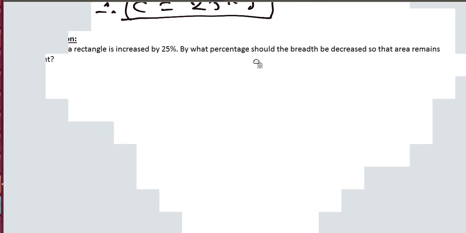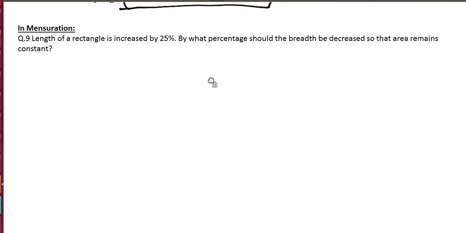The concept used here is, if we are increasing one quantity, the other quantity has to be decreased by a certain proportion. Now the application in mensuration: the length of a rectangle is increased by 25%. Length into breadth is equal to the area of a rectangle. In fact, this concept can be used for any two-dimensional figure. If one is increasing by 1 by n, the other has to be decreased by 1 upon n plus 1.